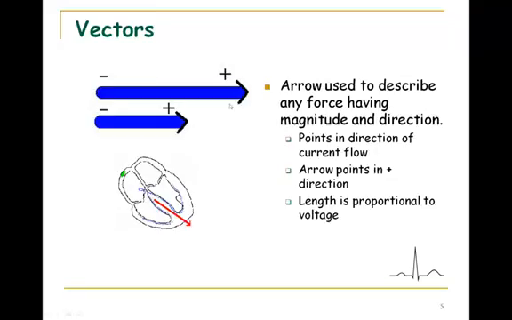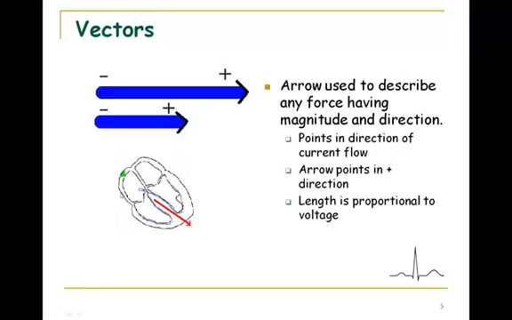Where the tip of this arrow is, that's the positive end of the vector. The other side is the negative end of the vector. The arrow always points in a positive direction. The size or the length of the vector will determine voltage. The longer the vector, the greater the voltage, and the vector's giving you an idea of direction. It's pointing to the average current flow.